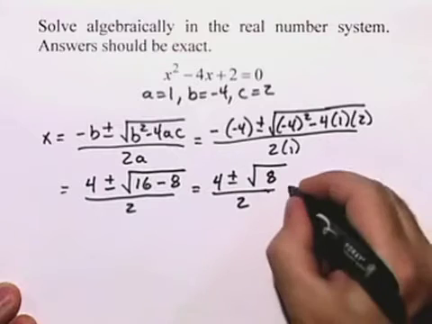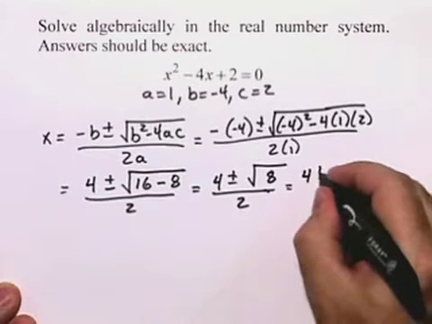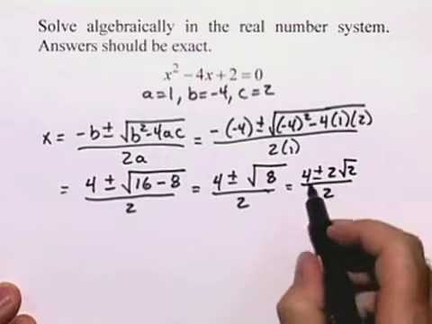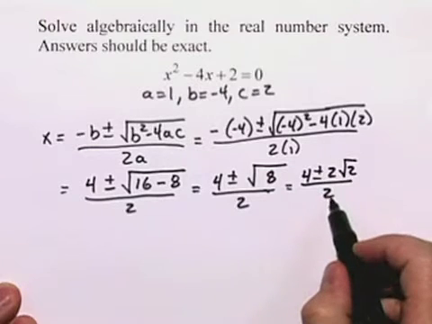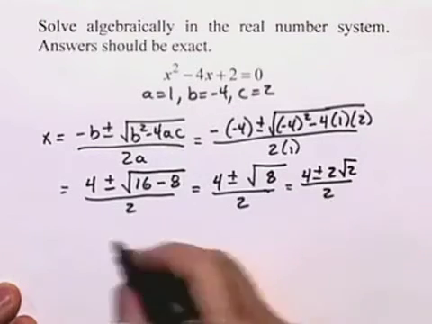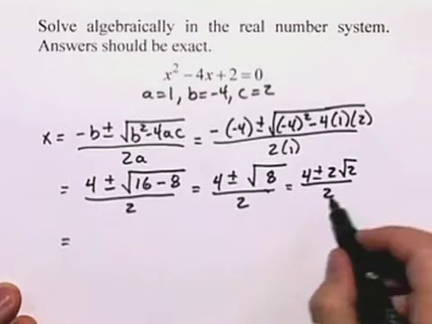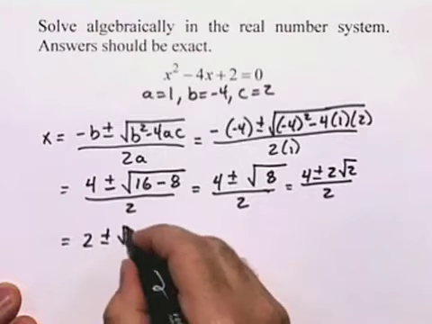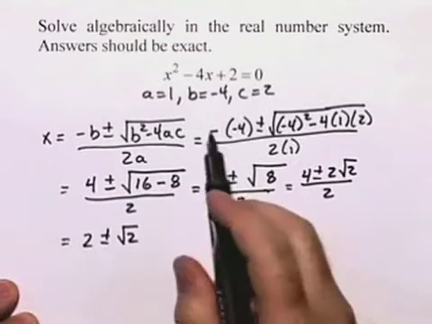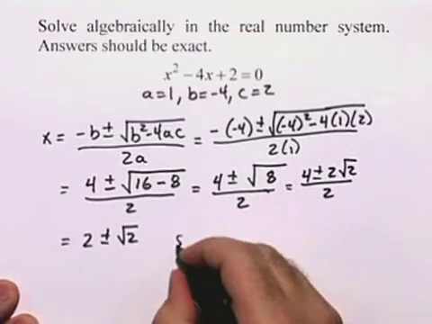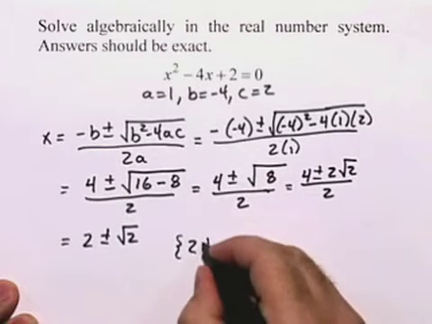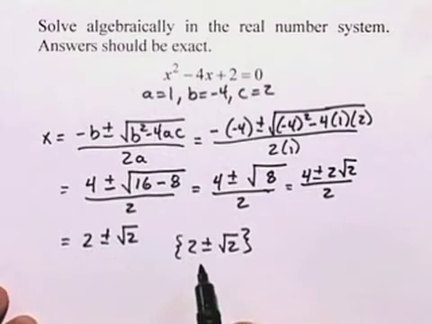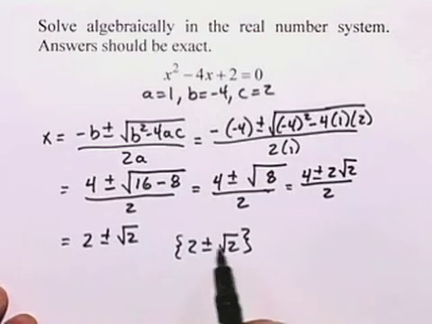We can simplify this radical. It's 2 root 2. So we'll get 4 plus or minus 2 root 2 all over 2. You can cancel a common factor of 2 to give us 2 plus or minus the square root of 2. So the solution to our equation will be 2 plus or minus the square root of 2. So there are two solutions, 2 plus the square root of 2 and 2 minus the square root of 2.